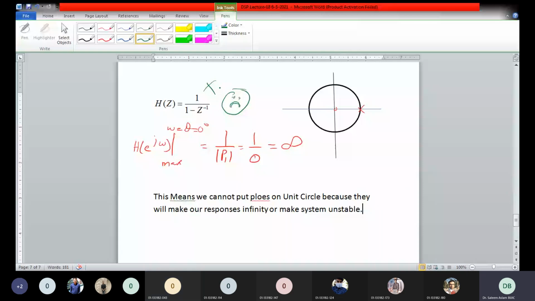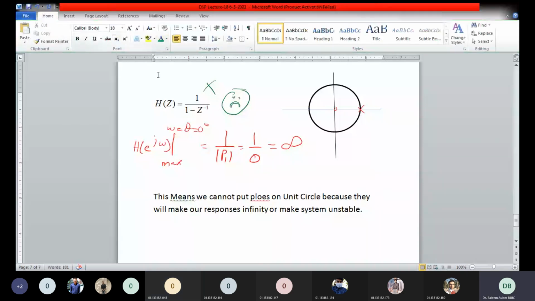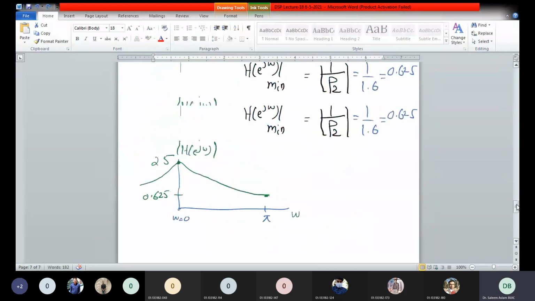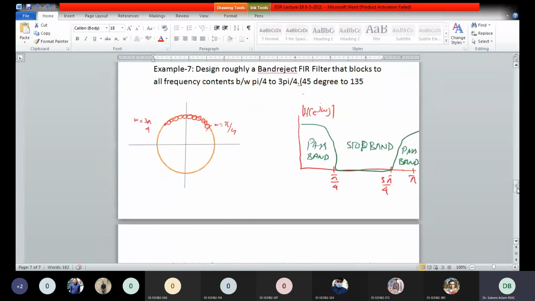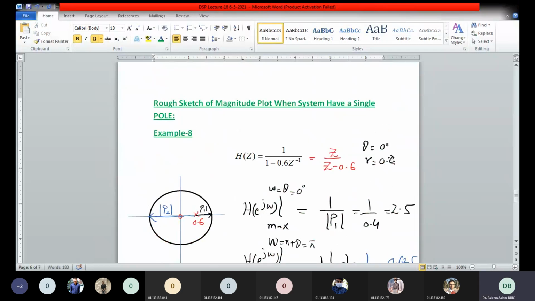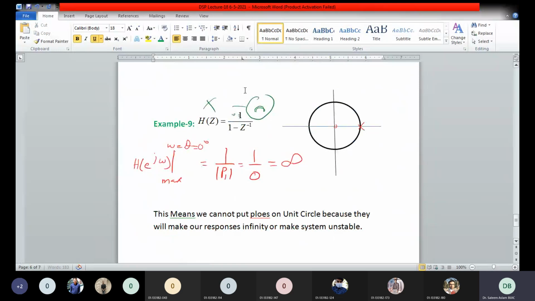Let's take example number 3. So because of this, the rest of example 9 we will skip. Anyway, as this is example 7, 8, and this is example number 9.